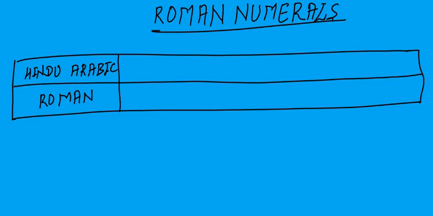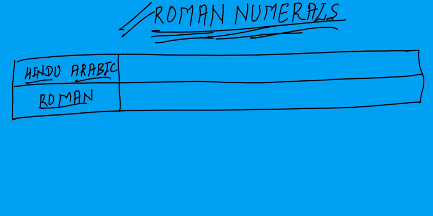First of all, I hope you all know what Roman numerals are and how they are used. According to this question, Roman numerals are basically the numerals which were used by the Romans. First we will talk about the base of Roman numerals. Here I have written Hindu Arabic numerals and Roman numerals. What is the relation between Roman numerals and Hindu Arabic numerals? Basically we have the bases of Hindu Arabic and Roman.